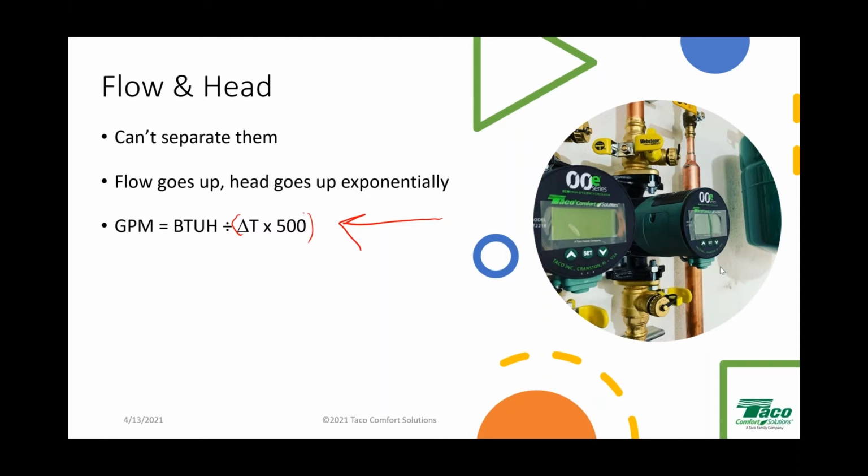So you've got it, that just simply requires math. For our purposes today, we're going to work with 500, just again to keep things simple. So GPM equals BTUH divided by the product of delta T times 500.